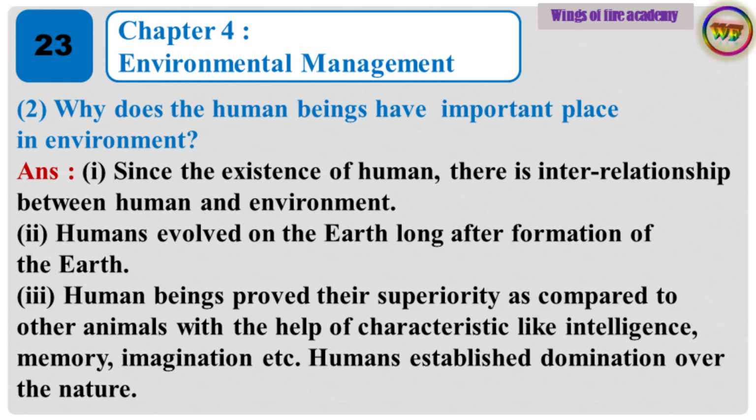Sub-question 2. Why do human beings have an important place in the environment? Answer. Point 1. Since the existence of humans, there is interrelationship between humans and the environment. Point 2. Humans evolved on the earth long after the formation of the earth. Point 3. Human beings proved their superiority as compared to other animals with the help of characteristics like intelligence, memory, imagination, etc. Humans established domination over nature.